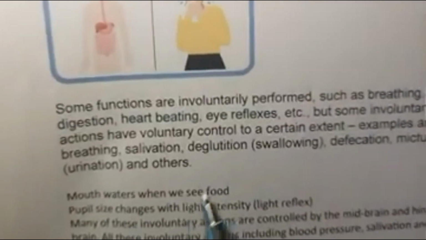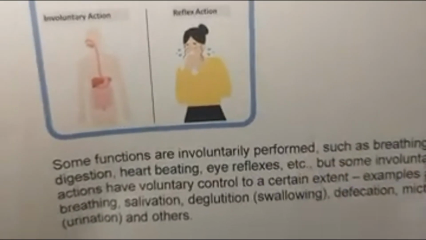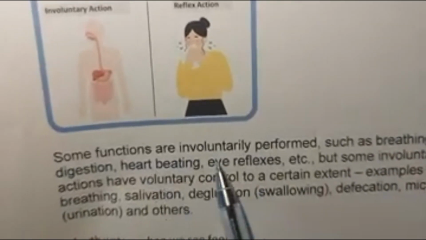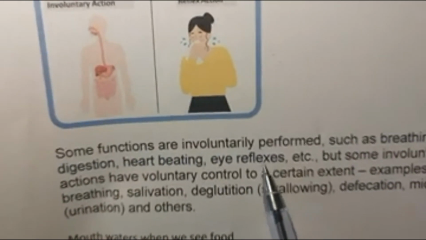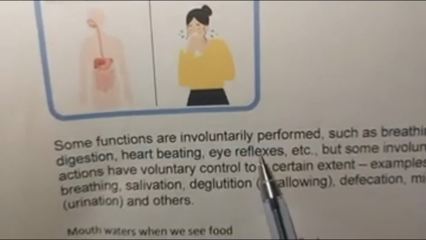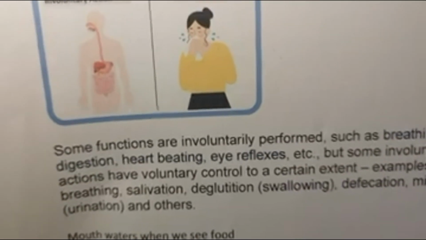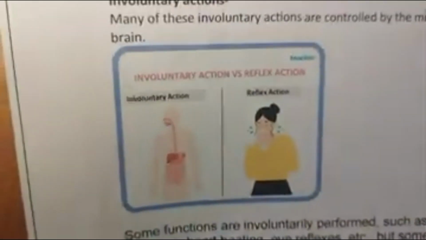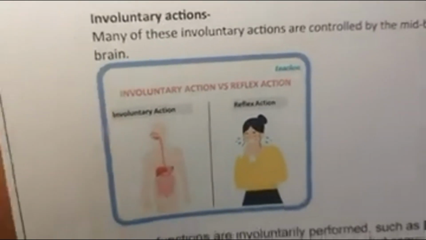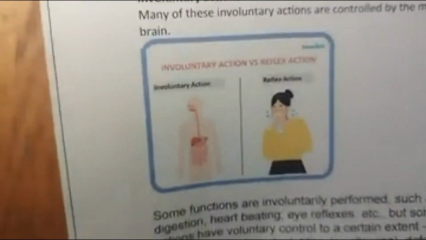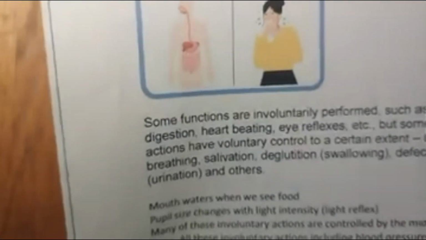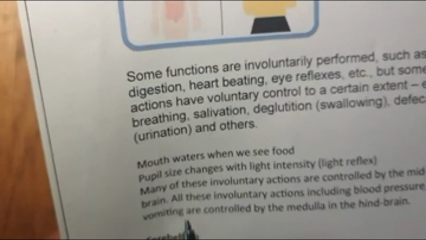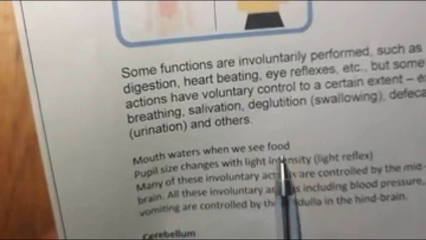So some functions are involuntary, like breathing, digestion, heart beating, eye reflexes, where you do not have voluntary awareness of them. They are involuntary, but you can still control some of them. Okay, so that's a little bit extra. That's not mentioned in your CBSE book, but I've just tried to go a little bit extra just to make you understand more. Now, mouth waters when we see food.